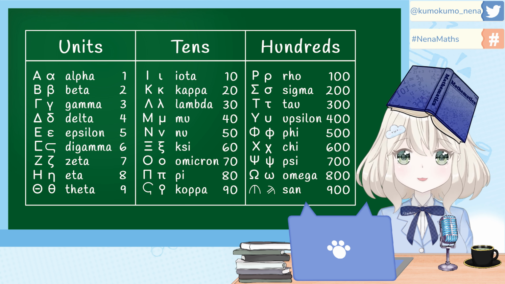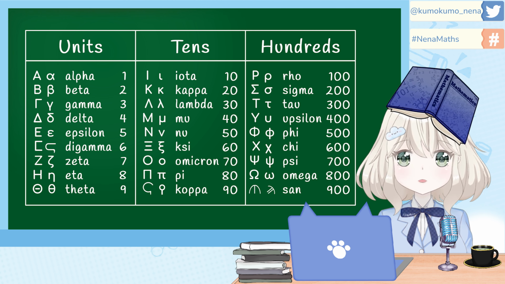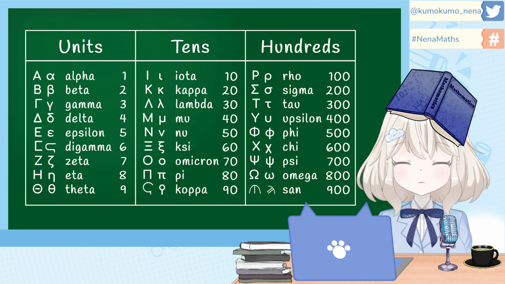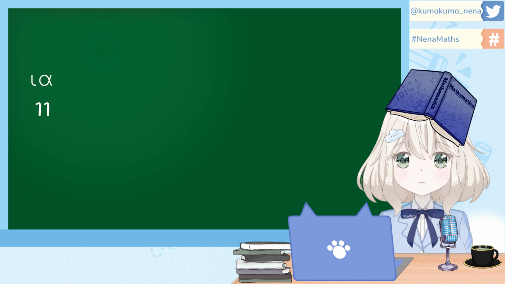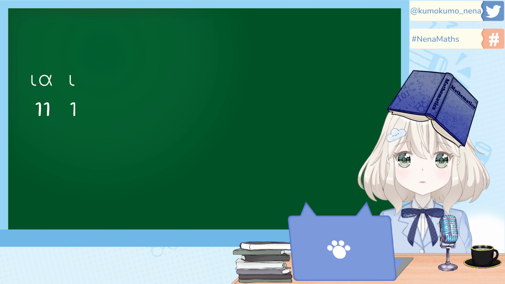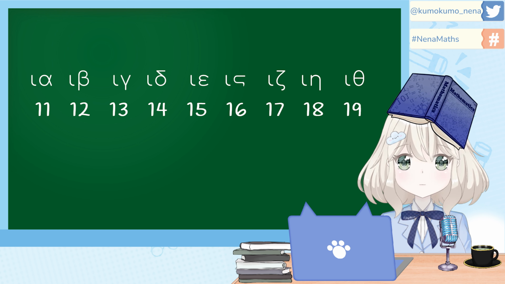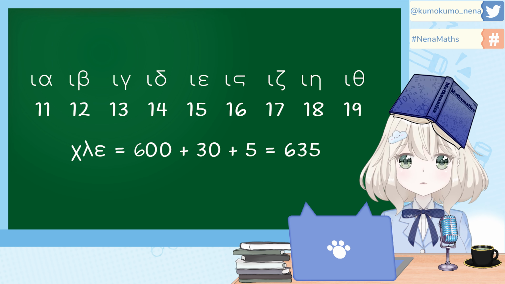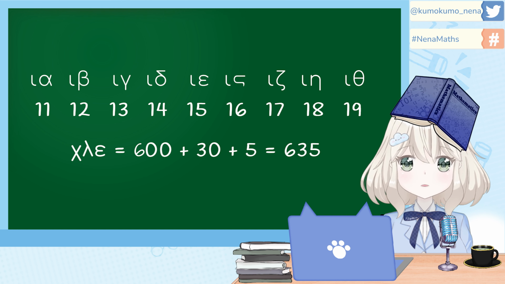Like the Attic system, the alphabet system also used the principle of adding the values of the symbols to represent numbers. So for example, if we combine iota with alpha, the resulting value will be 11. Similarly, if we combine iota with beta, the value will be 12, and so on. Combining chi, lambda, and epsilon, we get 635.